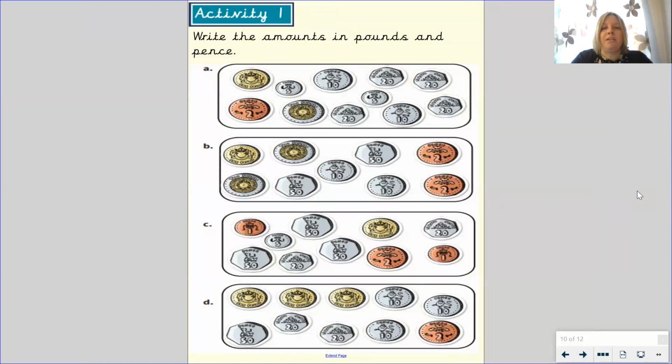For activity 1, you need to count the money and write the amounts in pounds and pence. So just like we did earlier on, you are going to be counting the money to see how many pounds and pence there are. Remember, there are 100 pence in £1, and that will really help you today to find out how much money there is all together.